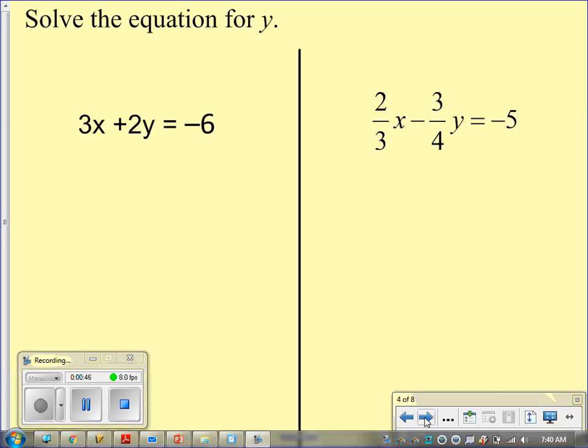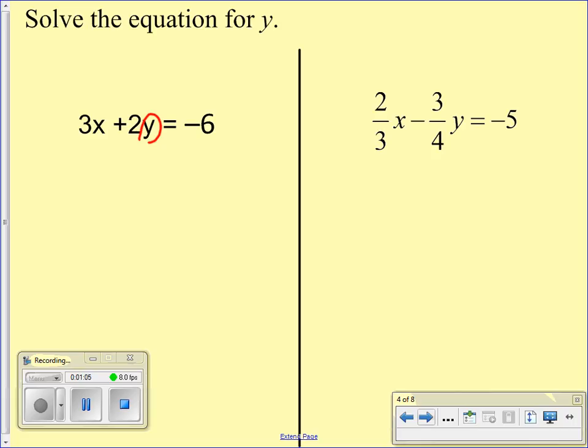I have two problems here, one with integers and one with fractions. I'll start with the integers. The example asked me to solve for y. So I have 3x plus 2y equals negative 6. I'm going to circle the y that I want to solve for. That should be the last thing I touch. So I'm going to use my inverse operations to isolate the y.